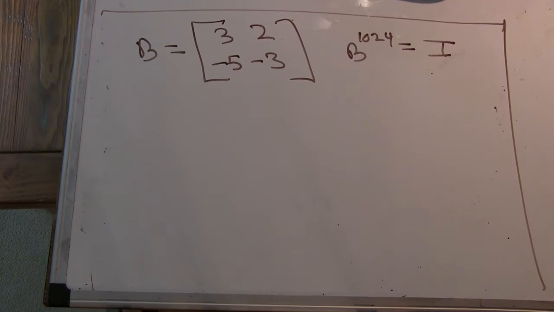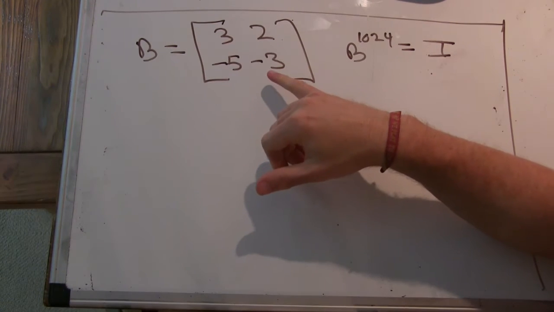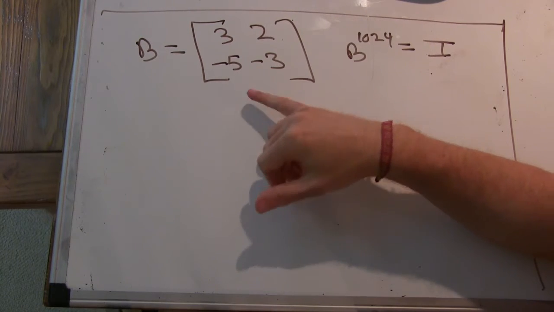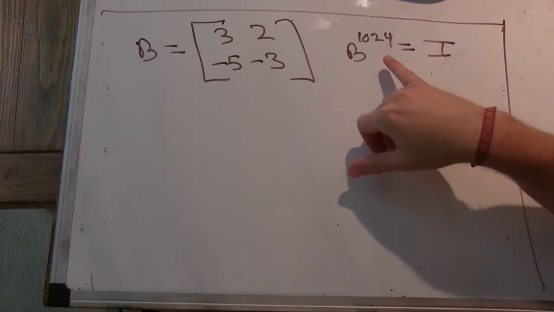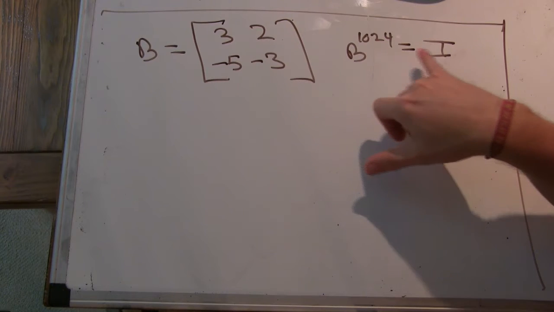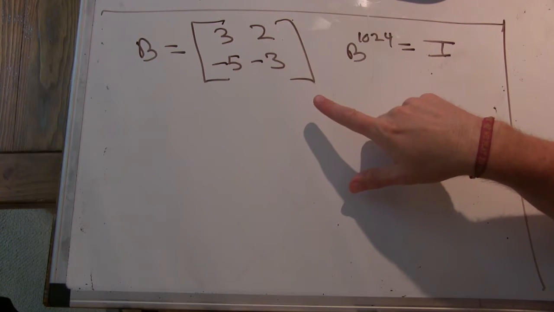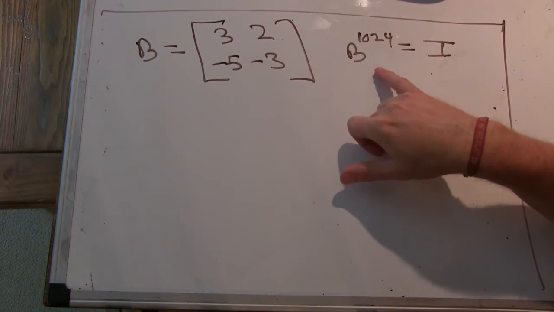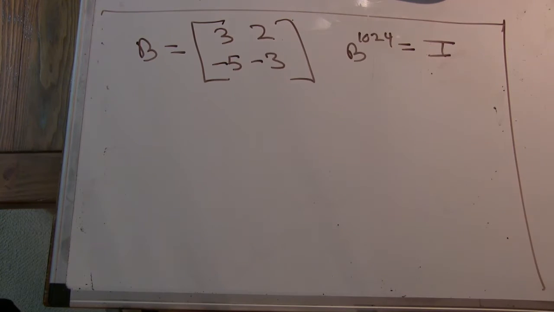Okay, so here's the second problem. B, our second matrix, is 3, 2, minus 5, minus 3. In this case, we're supposed to show that B to the 1024th, here the numbers actually don't get large at all. It turns out B to the 1024th power is the identity matrix. It's kind of a surprise. So we're going to do the same thing here.